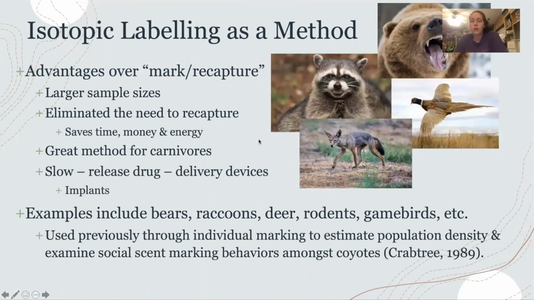Advantages over mark and recapture for isotopic labeling as a method are their large sample sizes, eliminated need to recapture, saved time, money, and energy. It's a great method for carnivores. This is also a slow-release drug. Delivery devices such as implants were revolutionary. Some examples that have been done before include bears, raccoons, deer, rodents, game birds, etc.